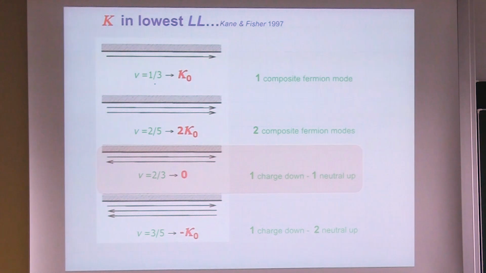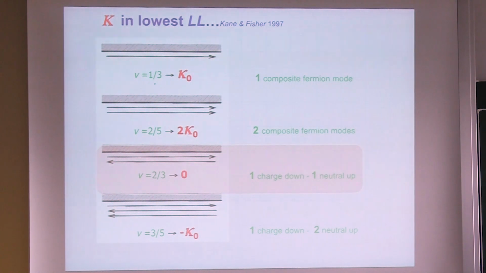And let me tell a bit of detail about what Kane and Fisher basically predicted for these strongly interacting 1D ballistic edges. The prediction is that in the case of 1/3, it's the lowest Landau level and it has one composite fermion edge. It should carry one unit of heat, as one electron mode. In 2/5, it will have two composite fermion modes, so it should carry 2 units. But 2/3 is a special case, as I said, that it has one upstream and one downstream mode. So basically, technically, it should be 0.